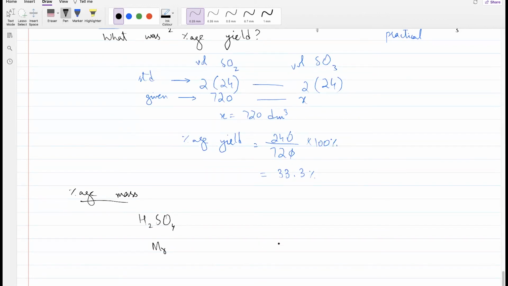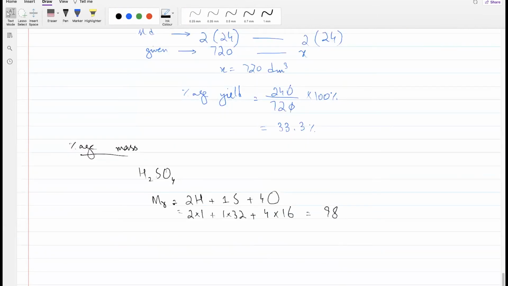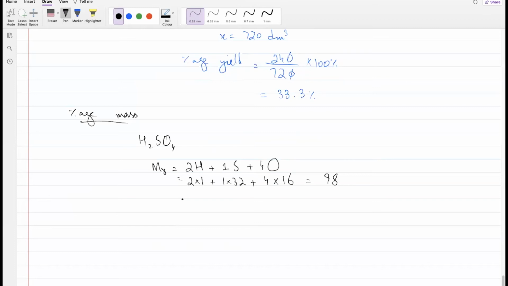So 2 hydrogens, 1 sulfur, 4 oxygen. Okay. So I plug in the values 2 times 1 plus 1 times 32 plus 4 times 16. That gives me 98. This is the total mass. Now I want to figure out how much of that is hydrogen, how much of that is sulfur, and how much of that is oxygen.